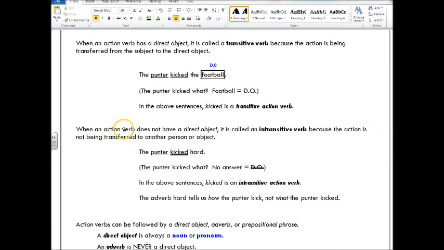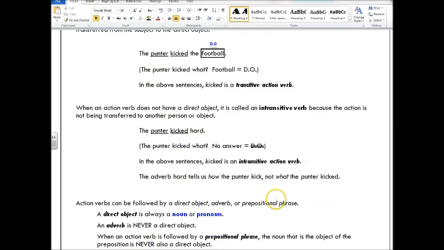However, an action verb doesn't have to have a direct object. When it doesn't, it's intransitive, IN meaning not transitive. Okay? Because the action is not being transferred to another person or object. The punter kicked hard. If you ask the question, the punter kicked what? Or what did the punter kick? There is no answer. There's no direct object. Hard tells us how the punter kicked, not what the punter kicked. So kicked is considered an intransitive action verb. The adverb is telling us how and not what.